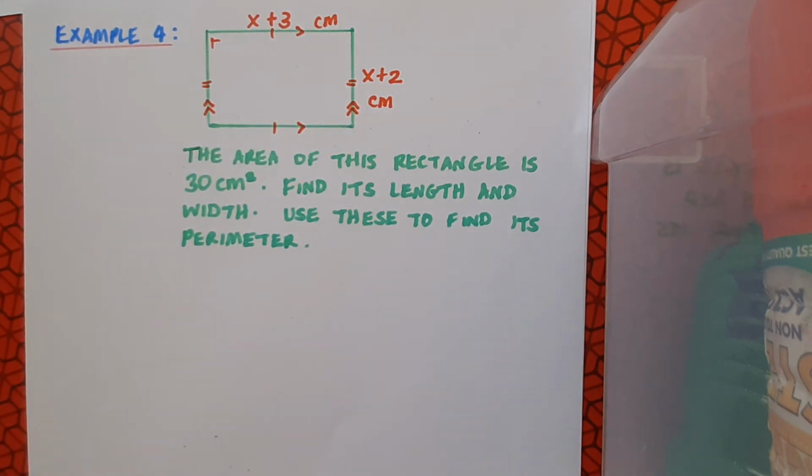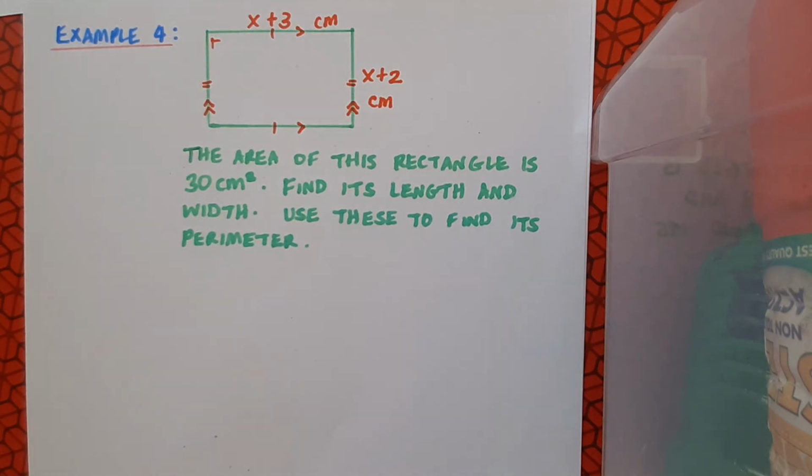So it says in the question, the area of this rectangle is 30 centimeters squared. Find its length and width and use these to find its perimeter. Okay, so there's a couple of bits in this question. Again, like before, there is a requirement to find unknown values. We don't want to do it by guesswork. We need to do it by making our algebra equation, by making our quadratic. So just make sure that you do go through that step. Don't just go looking for values that'll work to make 30.